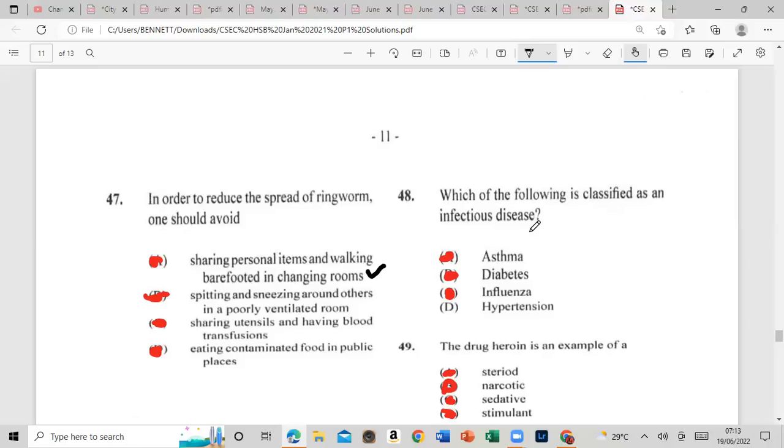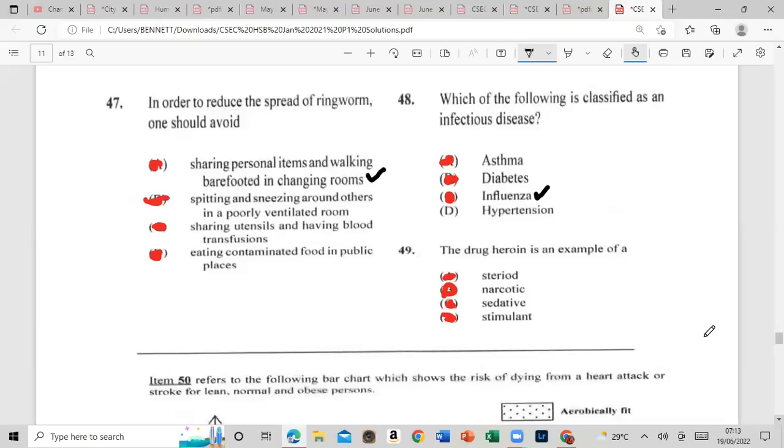48, which of the following is classified as an infectious disease? Is it asthma, diabetes, influenza, or hypertension? That's influenza. 49, the drug heroin is an example of, is it steroid, narcotic, sedative, or stimulant?